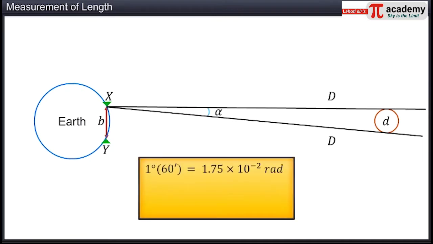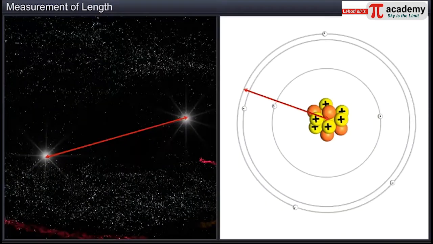1 degree or 60 minutes is equal to 1.75 × 10^-2 radians. 1 minute or 60 seconds is equal to 2.91 × 10^-4 radians. 1 second is equal to 4.85 × 10^-6 radians. That was about large distances.